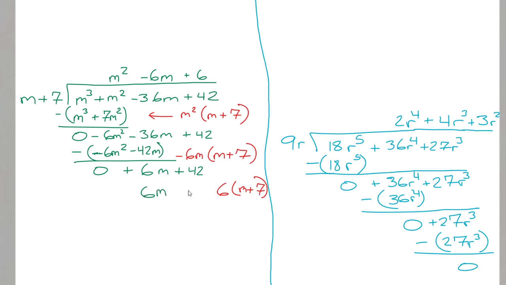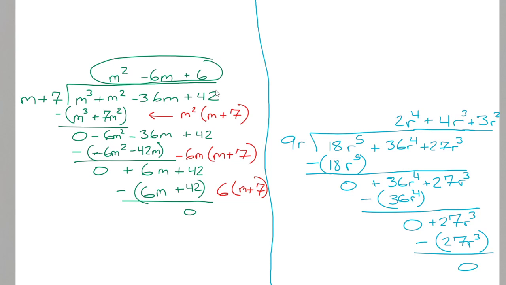6 times 7 is positive 42. And then we're going to do the inverse to subtract, just like long division, like we've been doing the whole time. 6m minus 6m, 0. 42 minus 42, 0. 0 plus 0 is just 0, so you could have just written that 0 instead of me writing all that extra, so that's just 0. So this is our answer.